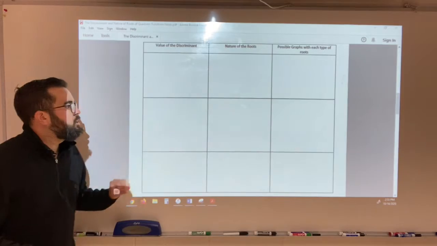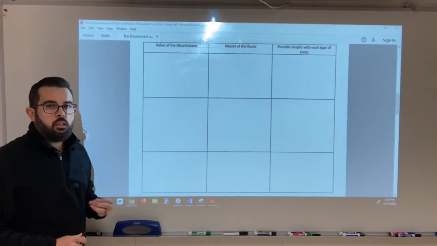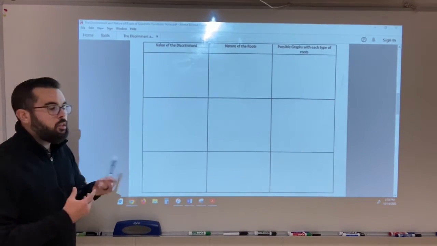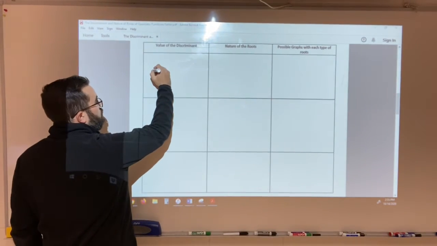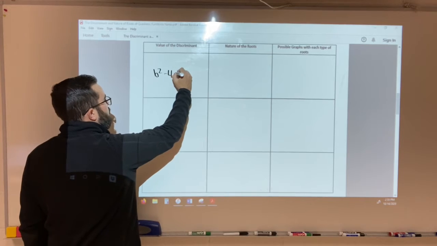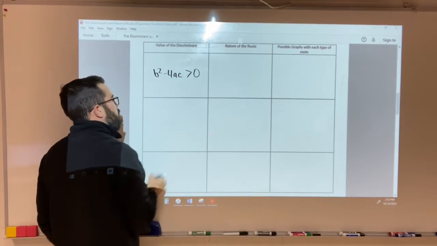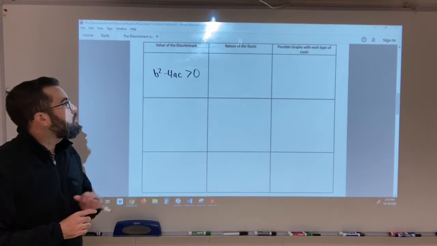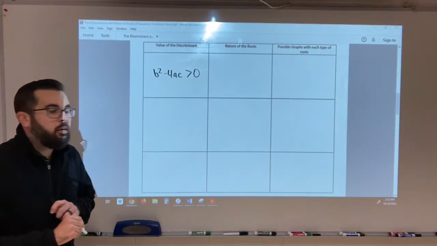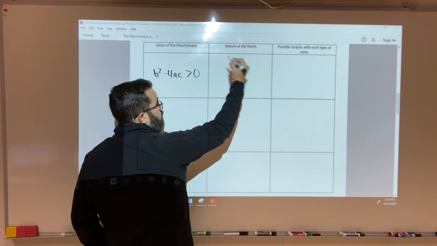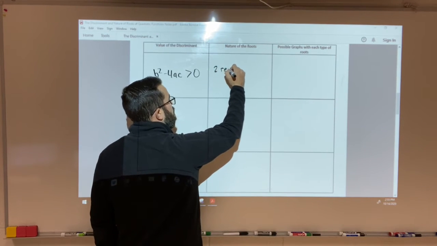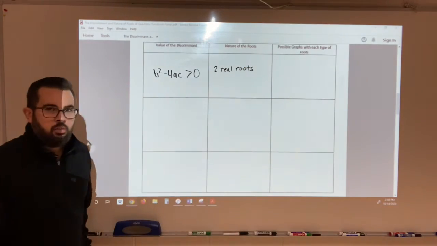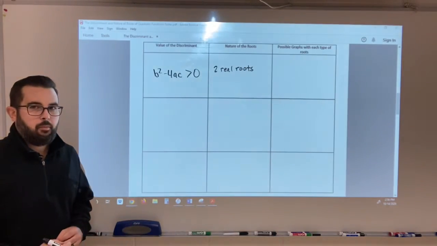So there's three different cases when we're dealing with the discriminant and how it relates to the nature of the roots. The first one is where the discriminant, b squared minus 4ac, is a positive number, is greater than 0. If the discriminant is greater than 0, the quadratic equation or function is going to have two real roots. So that is two real number roots.